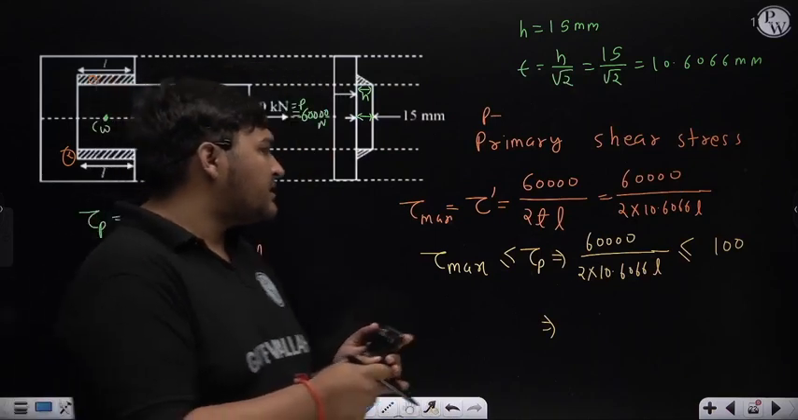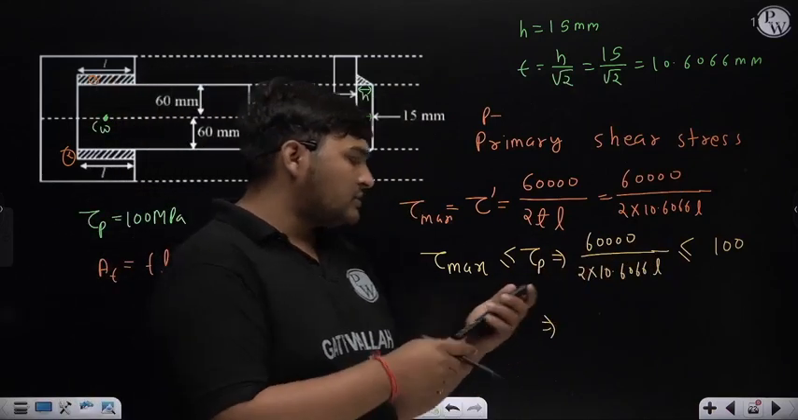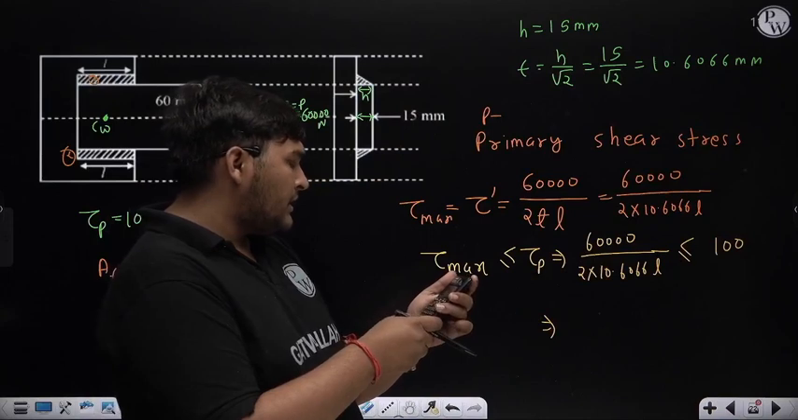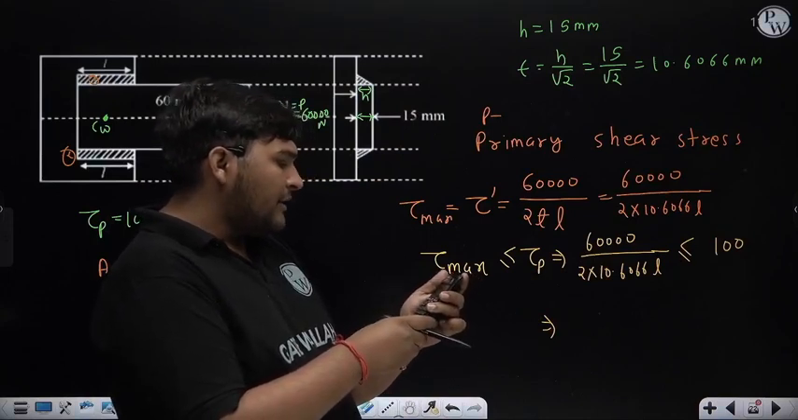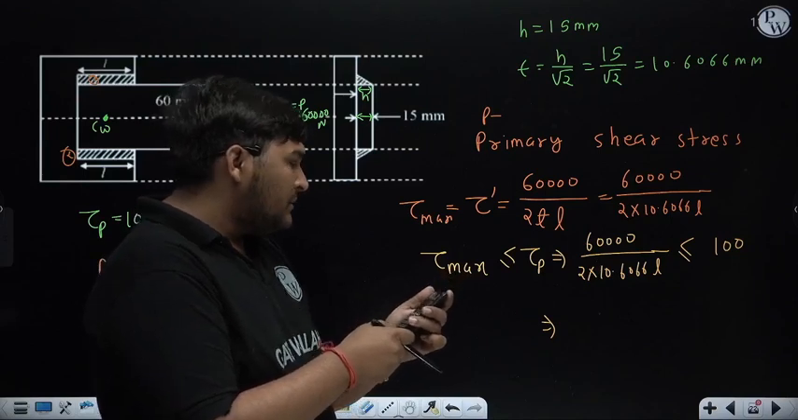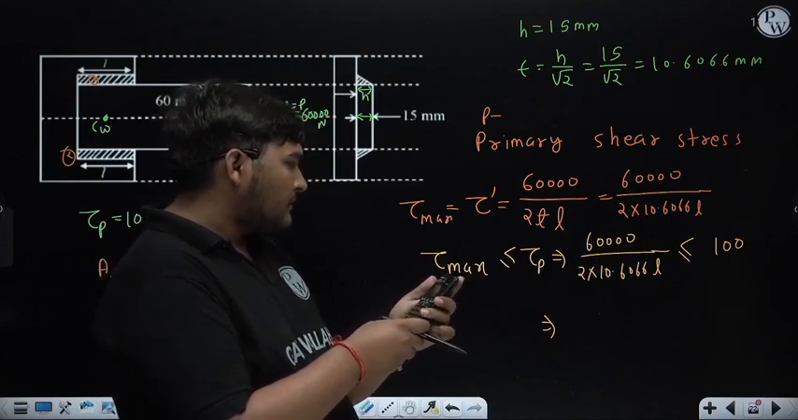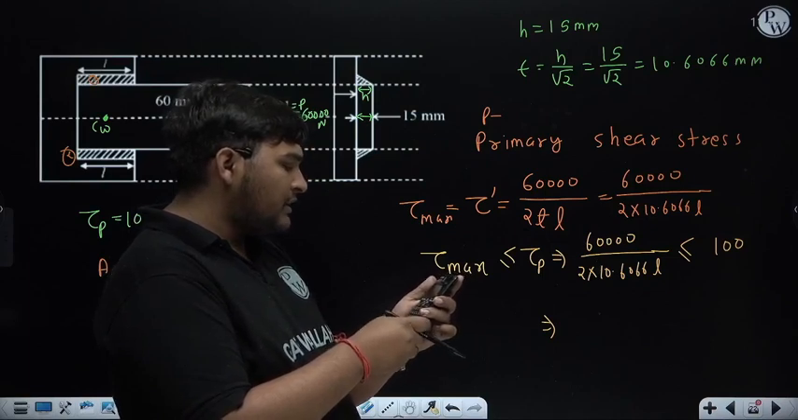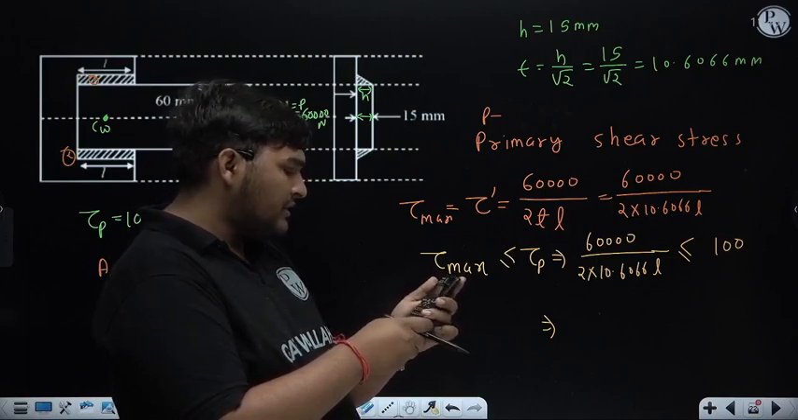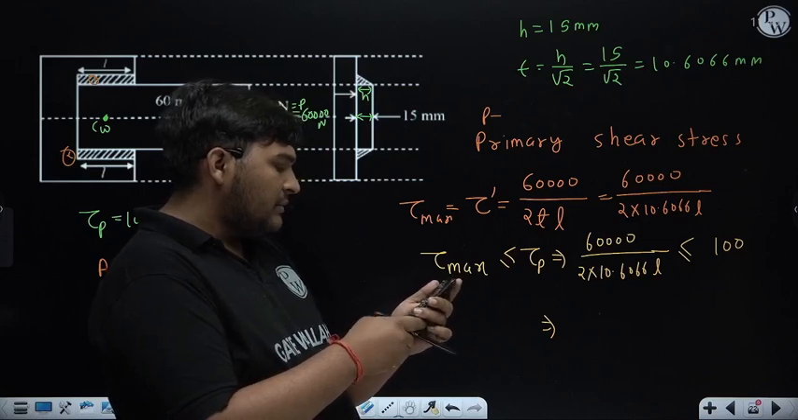To calculate the limiting value, use the equal to sign. It comes to 100 into 2 into 10.6066 divided by 60,000. Or, 60,000 divided by 2 divided by 10.6066 divided by 100. Do the calculation correctly.